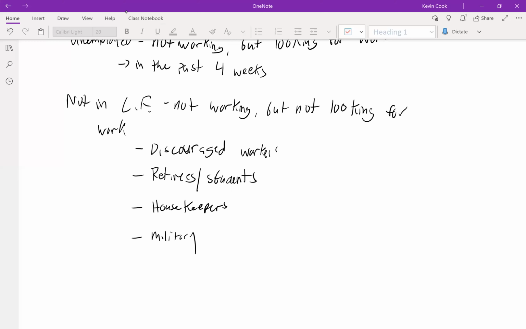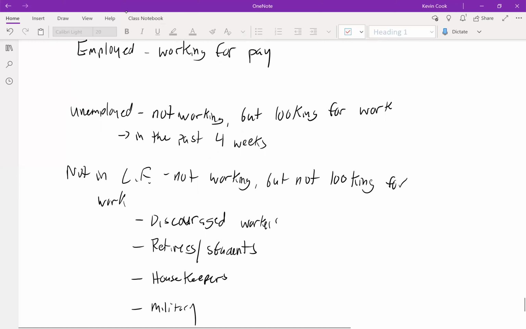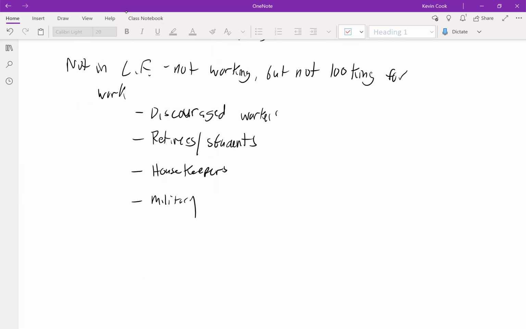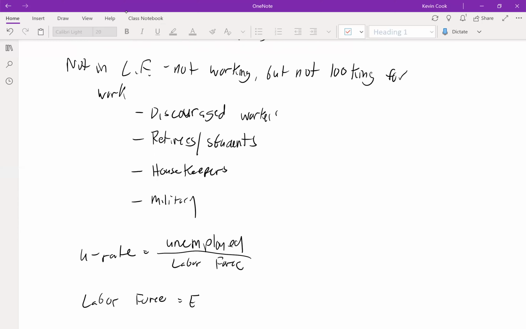So we have our three categories, and after we introduced unemployment, we talked about how we calculate it. So our unemployment rate, if you remember, was equal to our unemployed divided by the labor force. And the labor force was equal to our employed plus our unemployed.